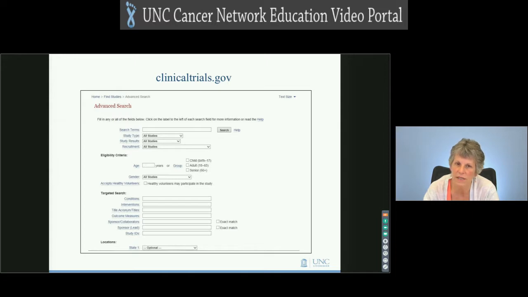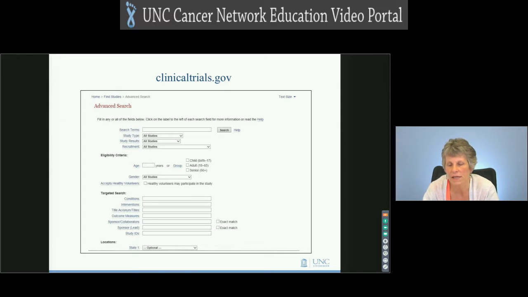If you look at the top where it says search terms, you could put colon cancer there, and at the very bottom of that page it says state, and you can say North Carolina, but there are a lot of other options, looking at age. What's not on the screenshot is you can pick the phase of the trial. Maybe your patient doesn't want to do phase 1. They're more comfortable with phase 2 and 3 trials, but you can select phase 2 and 3 and only search on those trials.